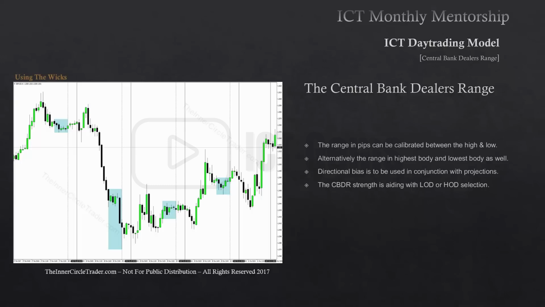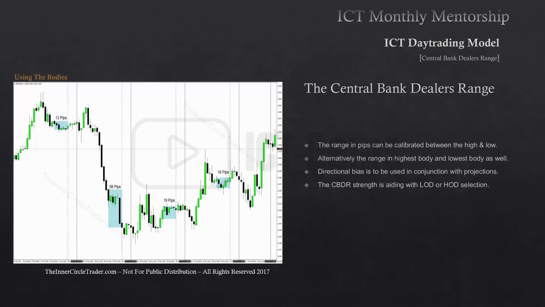And we can get a ballpark idea where that low or high should form using the central bank dealer's range. We're using wicks in this example here. So every one of these blue boxes represents the central bank dealer's range for that respective day. Now this chart represents the central bank dealer's range with using the bodies.